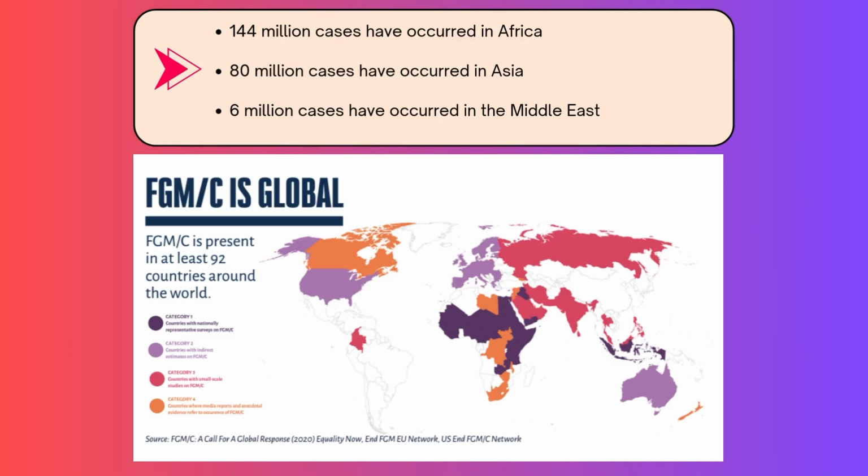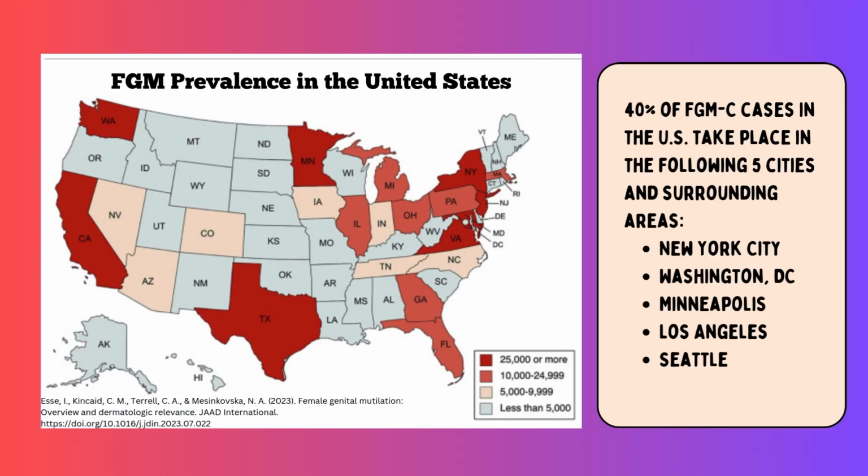FGMC is a global problem, but is most commonly performed in Africa with 144 million cases occurring in Africa, 80 million cases occurring in Asia, and 6 million cases occurring in the Middle East. As you have just learned, 513 million girls are cut or at risk of being cut in the U.S. each year. FGMC can occur in any state but is most common in major cities. 40% of FGMC cases in the U.S. take place in the following 5 cities and surrounding areas: New York City, Washington, D.C., Minneapolis, Los Angeles, and Seattle.